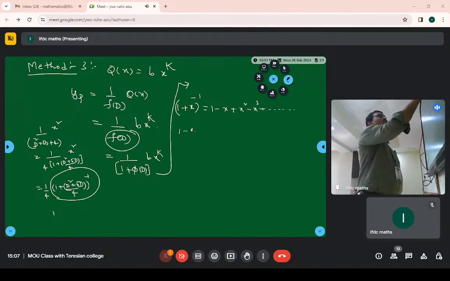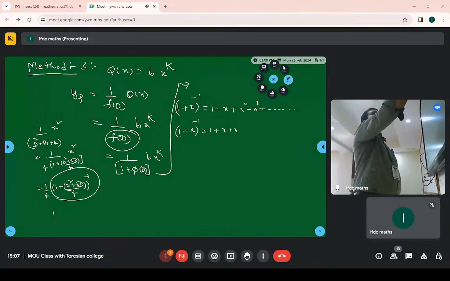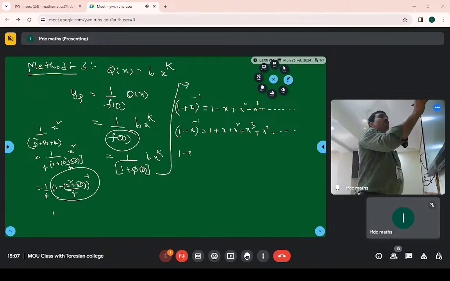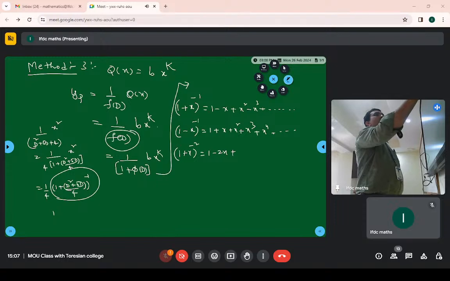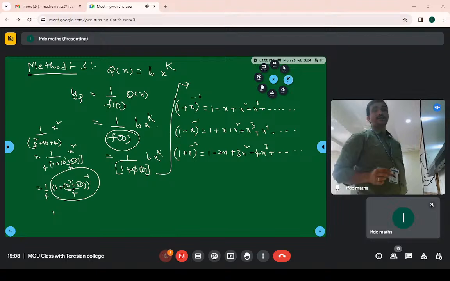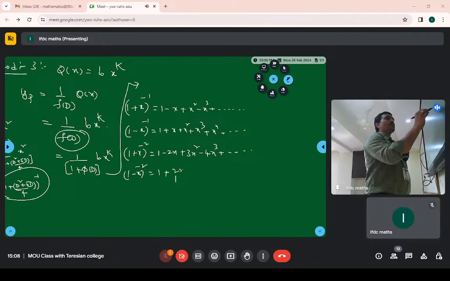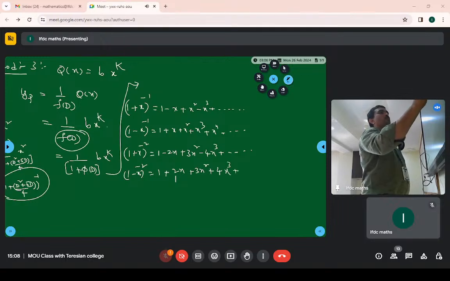So (1 - x)^-1, then what is the formula? Both are positive, meaning 1 plus x plus x² plus x³ plus x⁴ plus so on. Next formula is (1 + x)^-2. What is the formula? 1 minus 2x plus 3x² minus 4x³ plus so on. Alternate plus and minus will come. Similarly, (1 - x)^-2, what is the formula? 1 plus 2x plus 3x² plus 4x³ plus so on.